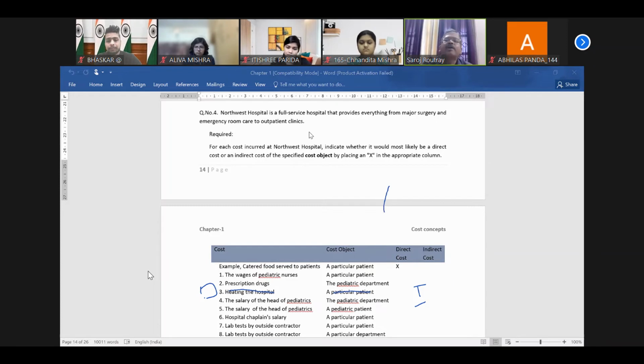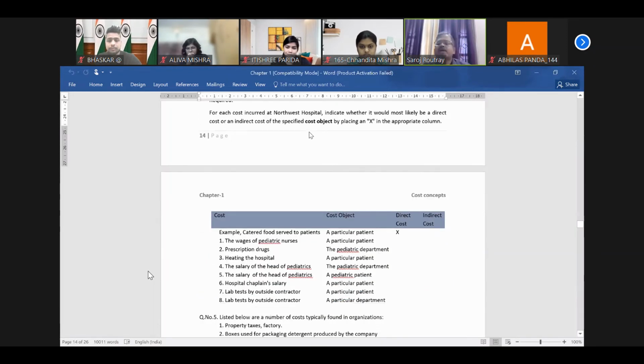What is the benefit of identifying the cost? If you can identify it, you can directly charge it to that customer or whoever. That is the benefit. If you can't identify it, you have to allocate it. And when you allocate it, there is a chance that you charge someone more and someone less. How is there a chance? Let me take an example.